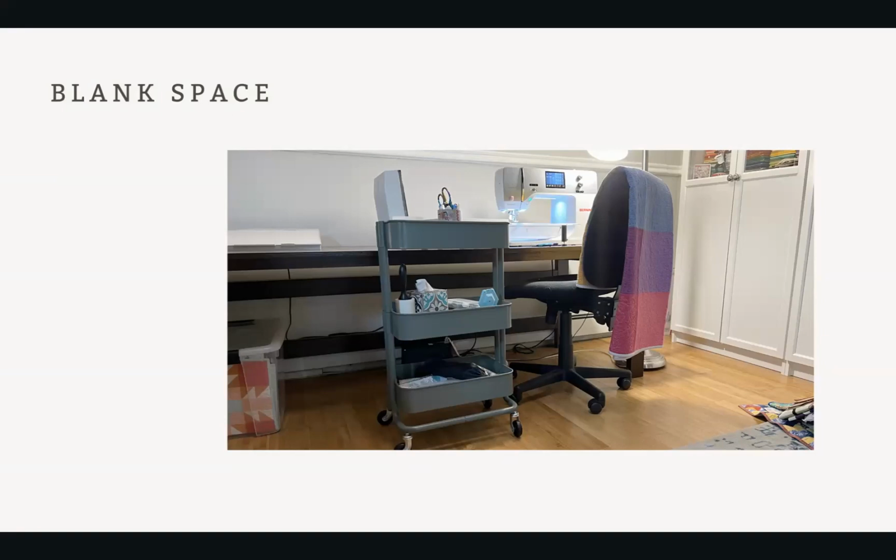So I want to talk a little bit about dining room tables, because I know that's a pretty common location for people to be sewing and quilting. So let's talk about what it's going to take to make that dining room table setup work for you and your body. And let me do some tea so I don't start coughing.